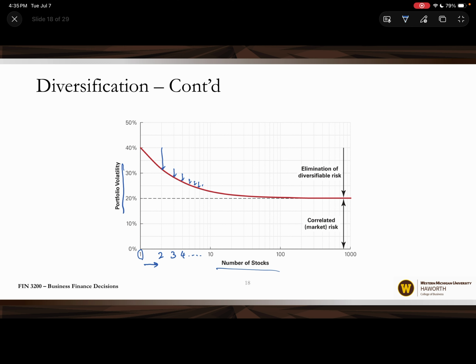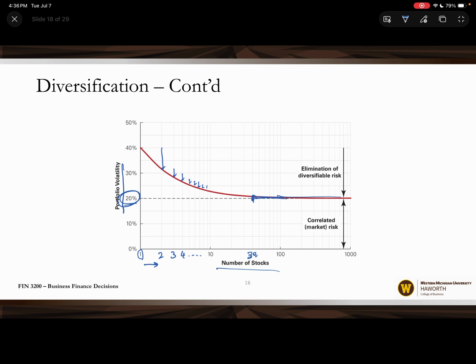But the rate at which it drops slows down. After, I think they say after about 30 stocks, you can achieve most of the diversification benefit. After 30 stocks, the diversification effect is pretty minimal, and it's consistent with this chart here. Another important thing here is the portfolio risk never goes all the way down to zero, right?